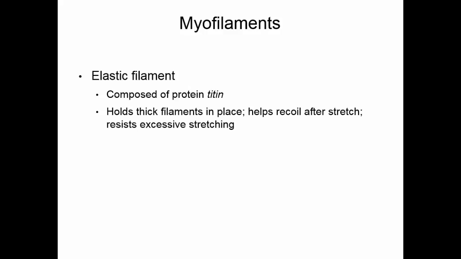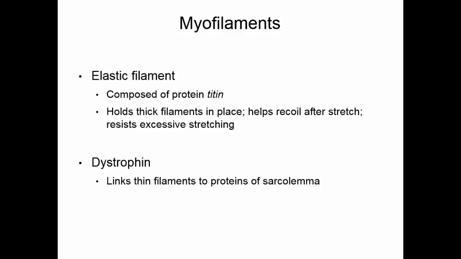There are a couple of more myofilaments that we need to talk about. One is the elastic filament. This is composed of a protein known as titin. This is what holds the thick filaments in place. It helps the muscle recoil after it's been stretched, and it also resists excessive stretching or overstretching. Dystrophin is a protein that links the thin filaments to the proteins of the sarcolemma. This allows the thin filaments to be somewhat stabilized so that when we slide, we'll pull the Z discs together.